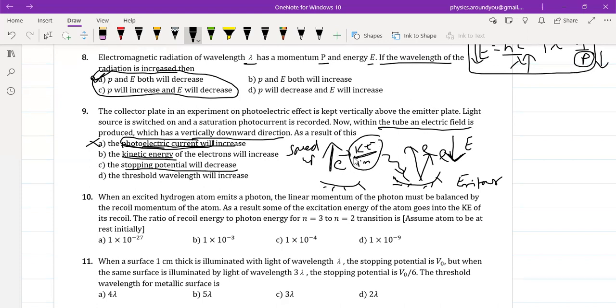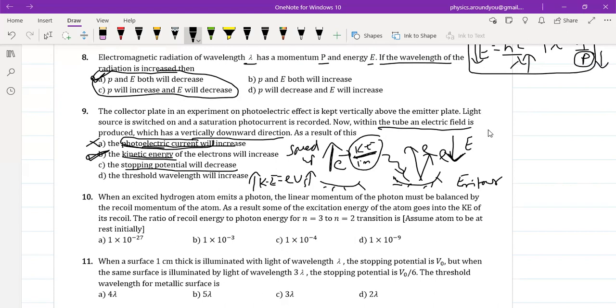If kinetic energy increases, we know kinetic energy and stopping potential are directly proportional to each other. So we know the relation KE equals eVs, right? If KE increases, eVs should also increase. The only possible option is option B, where it says kinetic energy of electrons will increase. Reason: electrons always feel a force opposite to the direction of the electric field. They will speed upwards, so their kinetic energy is increasing.